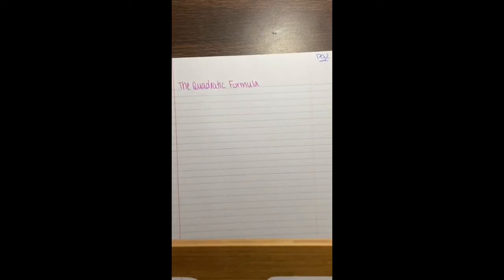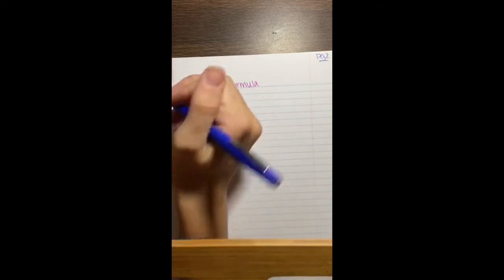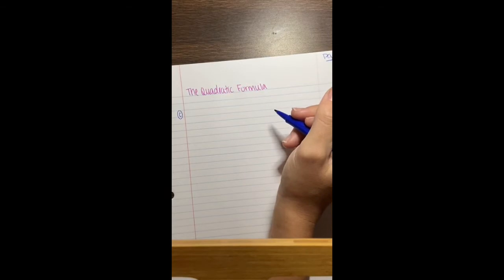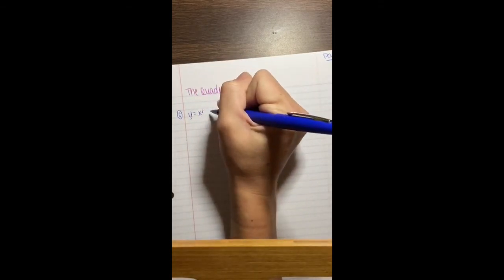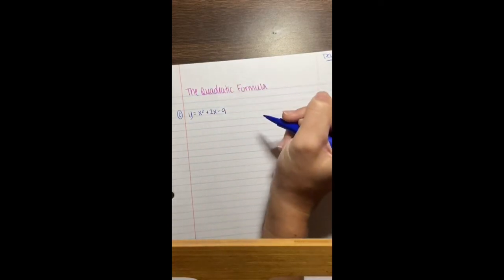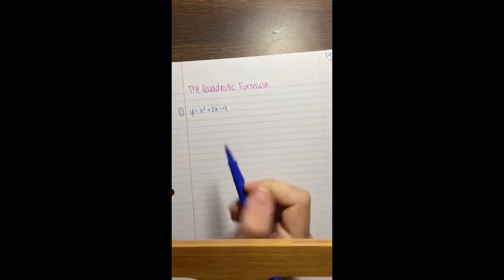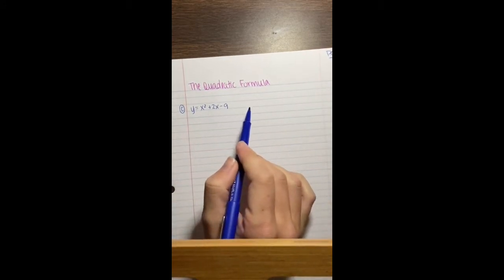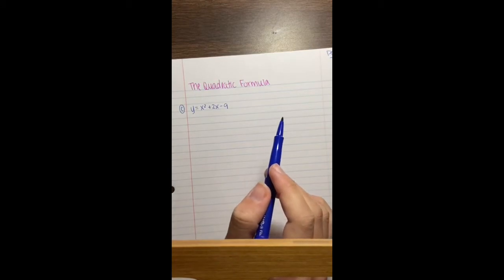Okay, so let's keep going with some of these examples. Let's take a look at example C. Now, for example C, we are going to use y equals x squared plus 2x minus 9. First thing you might want to look at is if it's factorable. It is not factorable, so we don't even need to try that.